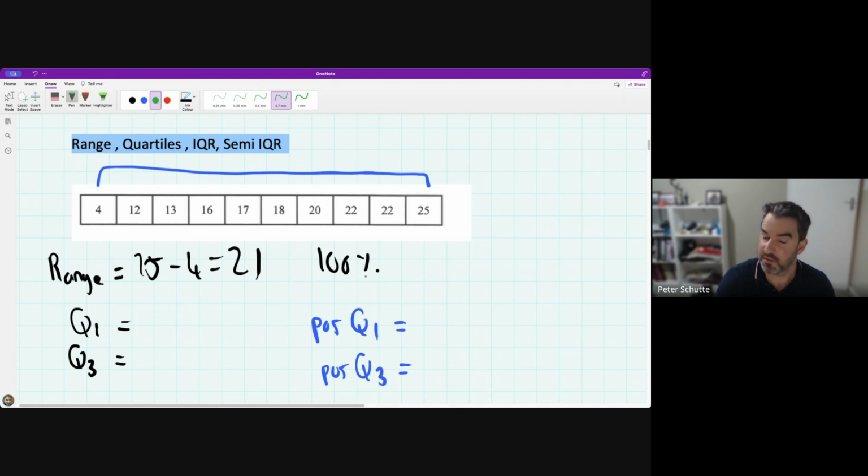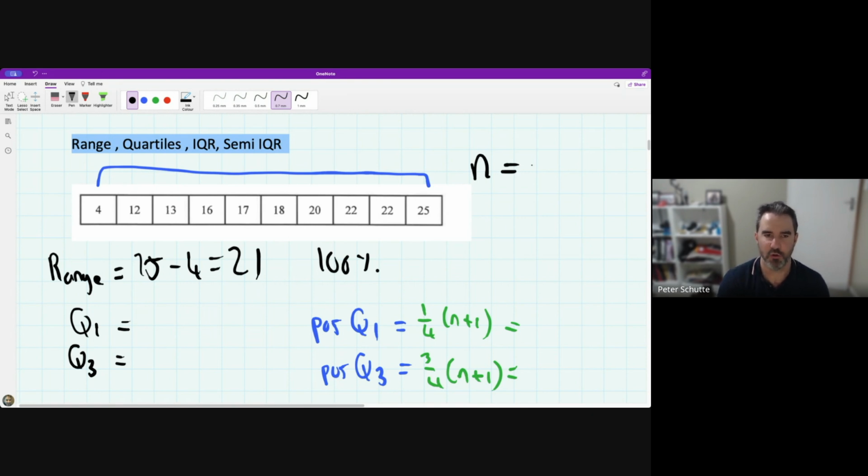So what is the position formula? Well, it's a quarter times n plus 1 for Q1, and it is 3/4 times n plus 1 for Q3. As you look at this data set, I want to know what is the value of n for this data set. I would love someone to help me out and let me know what n is.